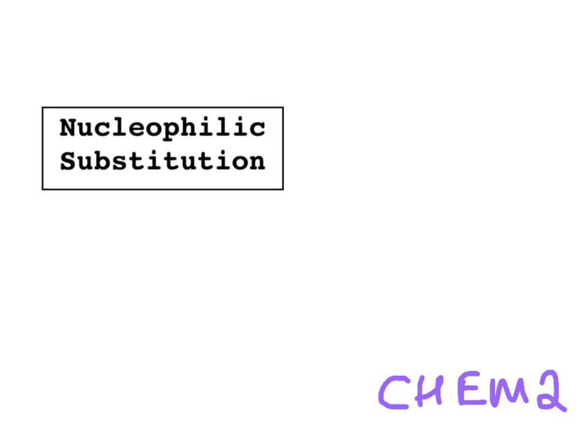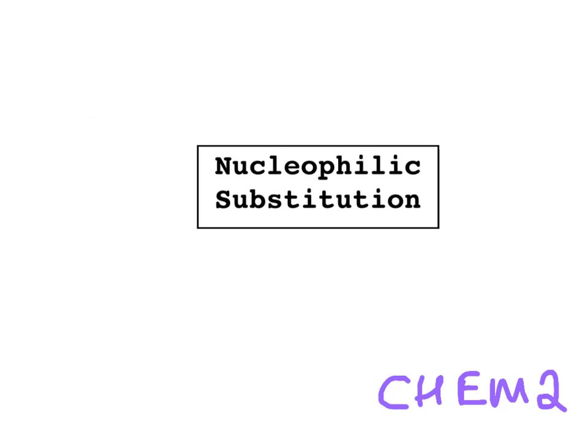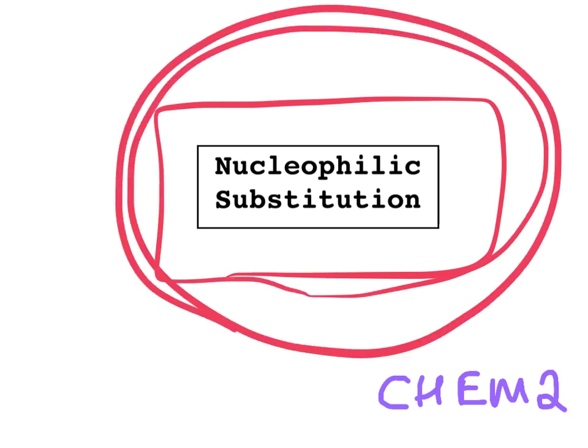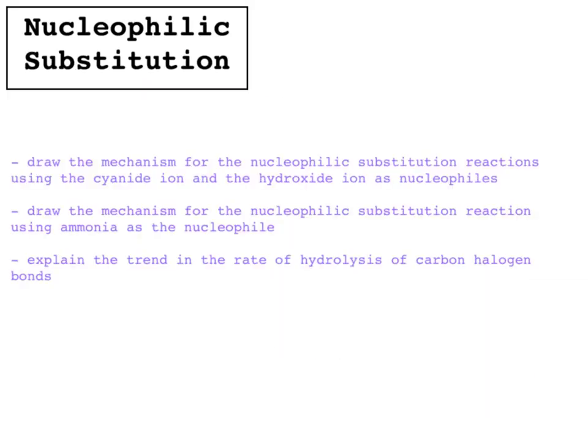This video is on nucleophilic substitution. And our aims for this video, firstly, are to be able to draw the mechanism for the nucleophilic substitution reactions using the cyanide ion and the hydroxide ion as nucleophiles. Draw the mechanism for the nucleophilic substitution reaction using ammonia, which is slightly more complicated than these ones, but they're very similar, and explain the trend in the rate of hydrolysis of carbon-halogen bonds.